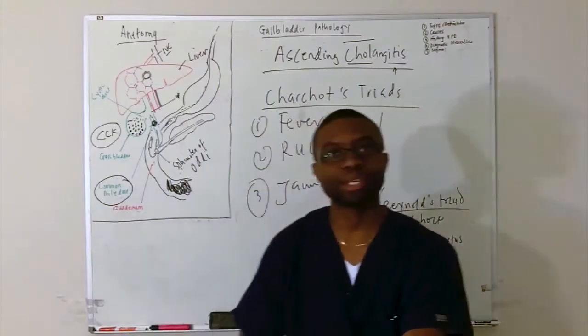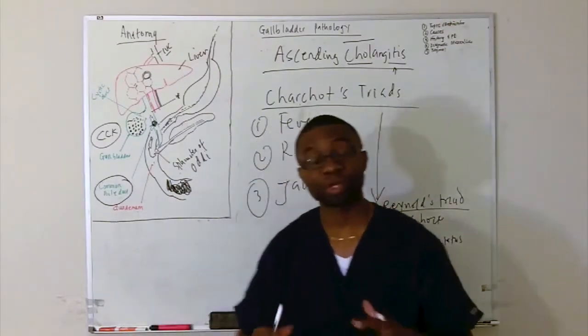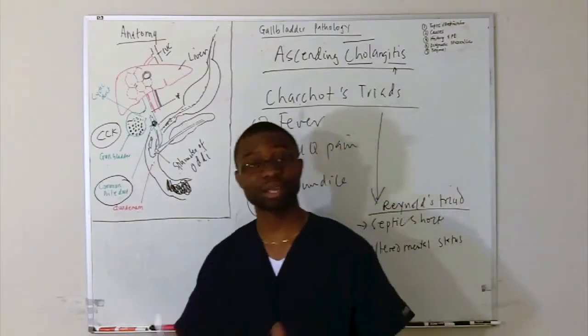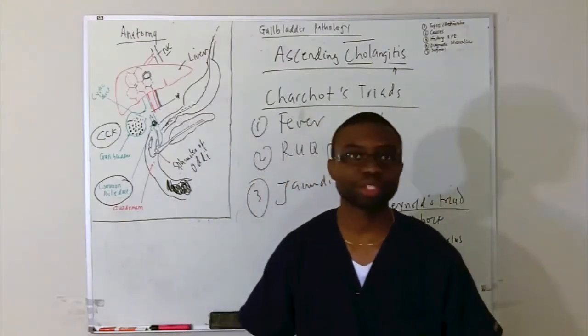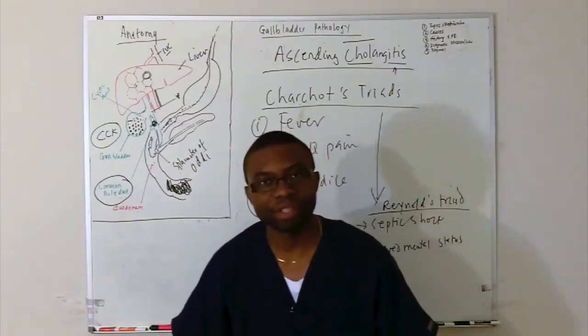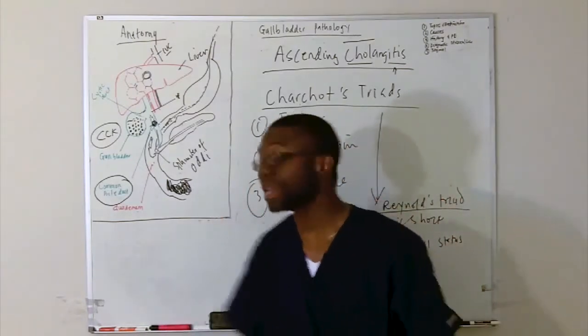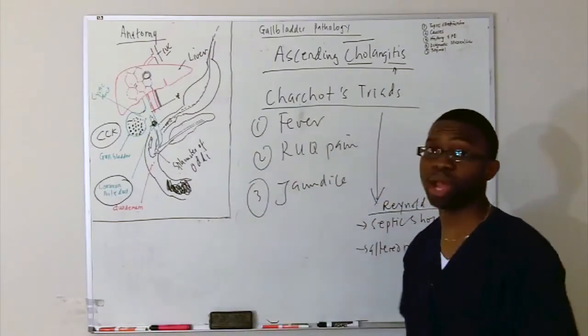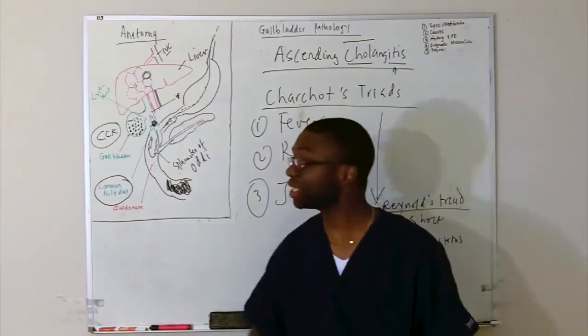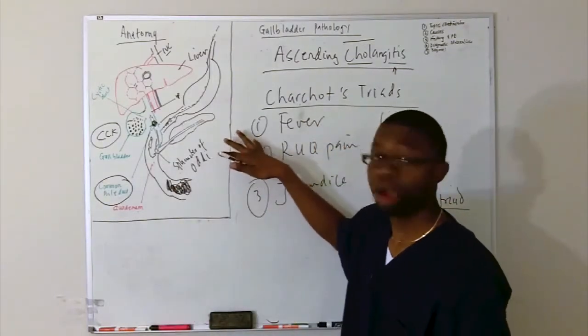You go into sepsis. Eventually bacteria, because we're going to actually talk about sepsis and septic shock. You go into septic shock, right? Systemic vasodilatation. All of a sudden you get altered mental status. Now that's called a Reynolds pentad, which is the extreme of a Charcot triad.